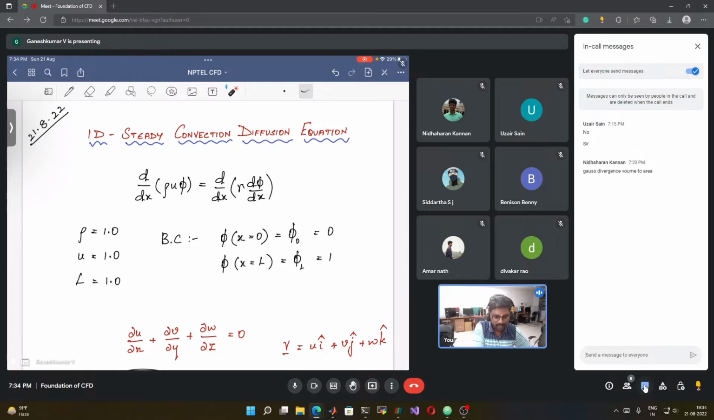Okay, so if there are no more questions, let me continue with what I plan to do. So here we have the convection diffusion equation.